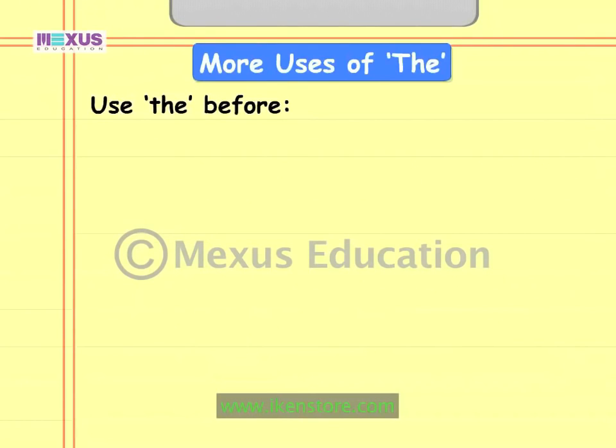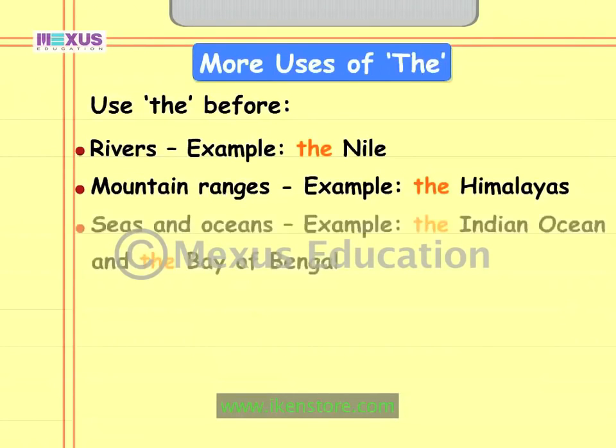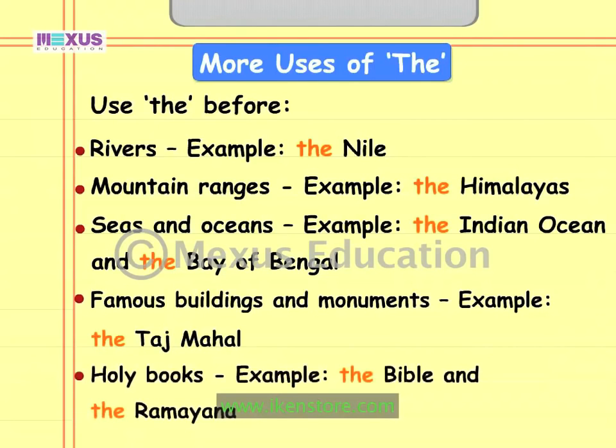The is used before the names of rivers like the Nile, mountain ranges like the Himalayas, seas and oceans like the Indian Ocean and the Bay of Bengal, famous buildings and monuments like the Taj Mahal, holy books like the Bible, and the Ramayana.